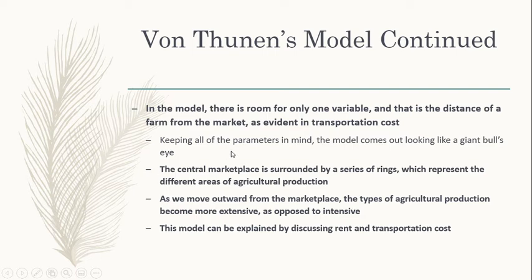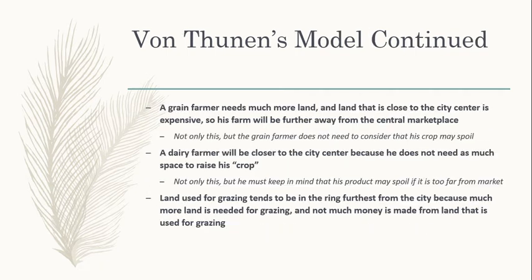So again, keeping all of these parameters in mind, the model comes out looking like a giant bullseye. So we have circle, circle, circle. The central marketplace is surrounded by a series of rings. Remember, the central marketplace is found at the middle of the circle, and the rings represent different areas of agricultural production. So each ring is a different agricultural production area. As we move outward from the marketplace, the types of agricultural production become more extensive as opposed to intensive. This model can be explained by discussing rent and transportation cost.